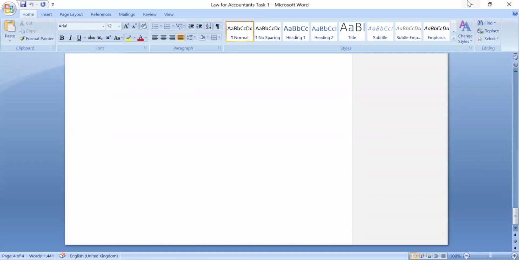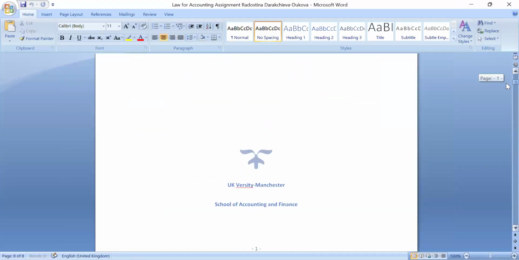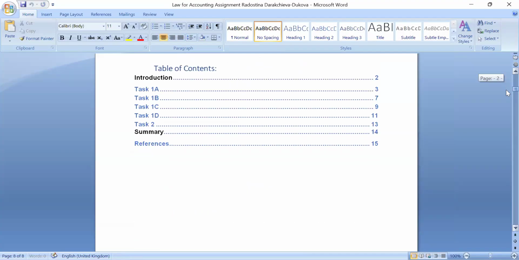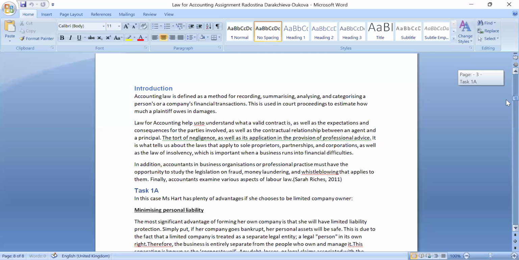Sorry, I hope you can see these. Can you see the documents? Yes. Can you see this one? Yes. This is the full assignment, which is available.